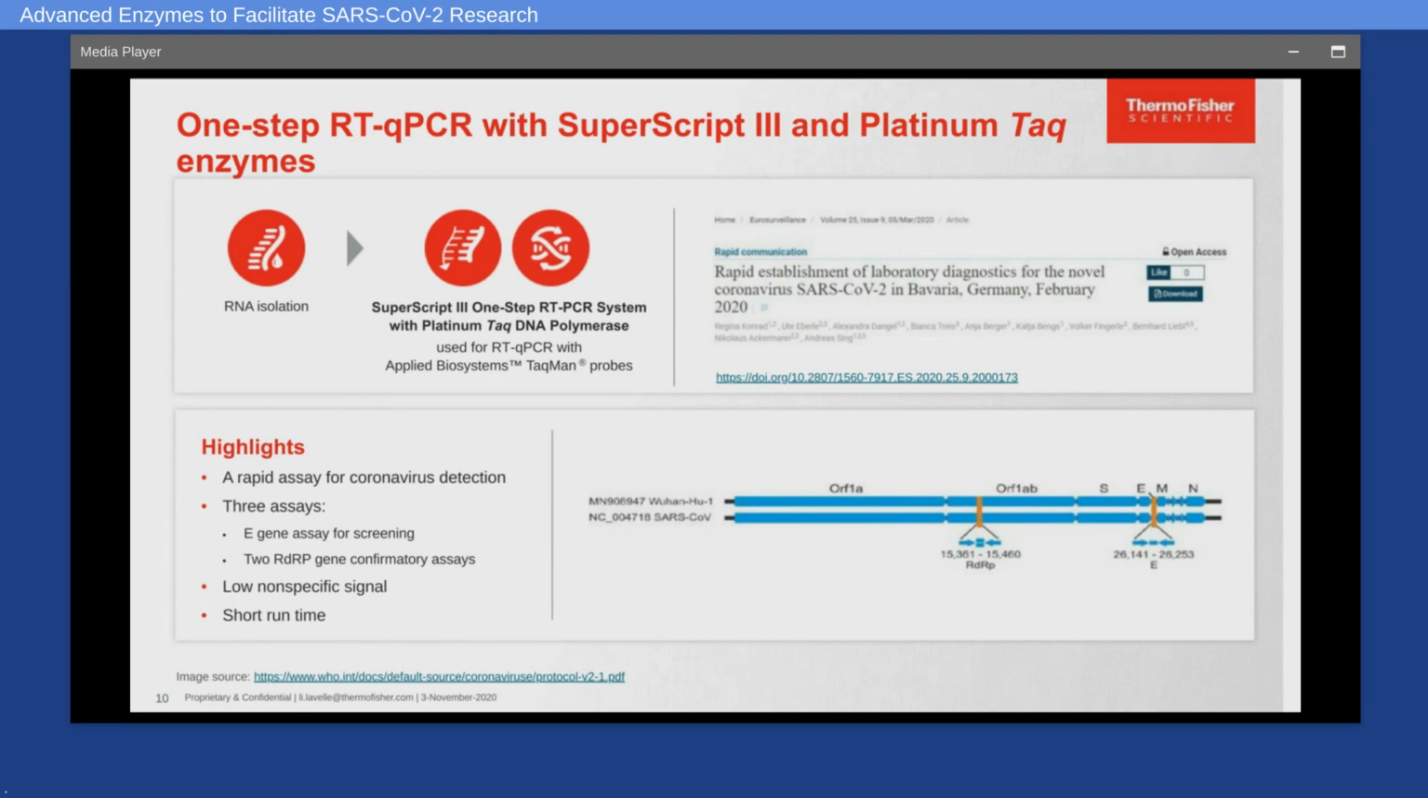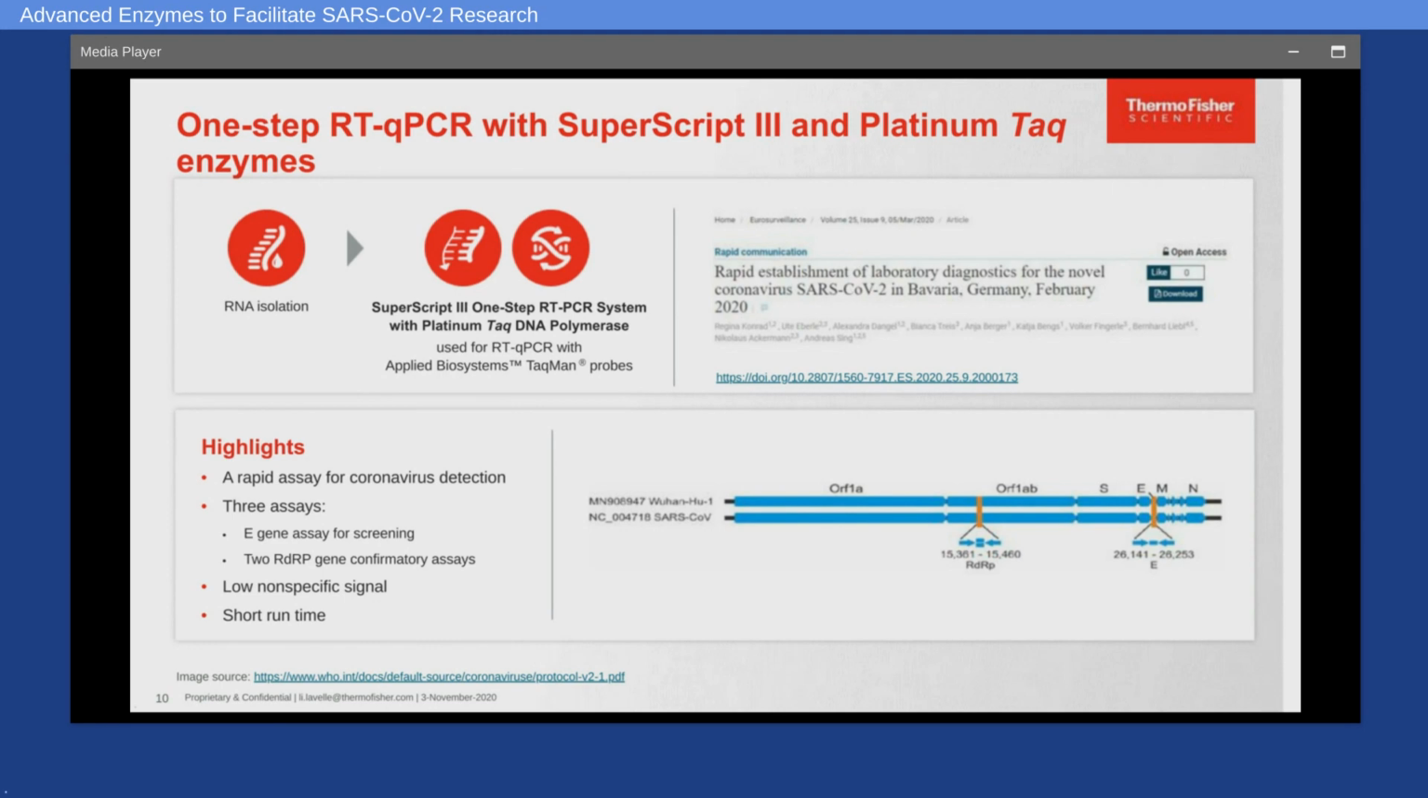WHO recommends a number of RT-qPCR protocols for SARS-CoV-2 detection. This protocol using SuperScript 3 and Platinum Taq is one of them. Following the recommendation, a German group tested this protocol and purified RNA samples amplified using one-step RT-qPCR with gene-specific primers targeting RdRp, N, and E genes.